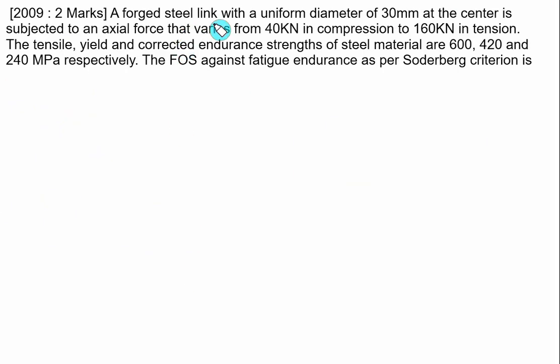A forged steel link with a uniform diameter of 30 mm at the center is subjected to an axial force that varies from 40 kN in compression to 160 kN in tension. The tensile yield and the corrected endurance strength of the steel material are 600, 420 and 240. So 600 you have to take as the ultimate value, 420 is yield and the endurance equal to 240. The factor of safety against the endurance limit as per the Soderberg criteria we have to find out.